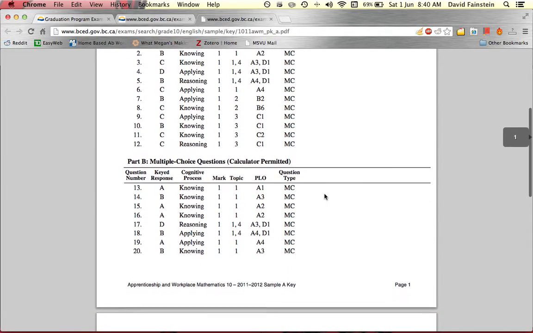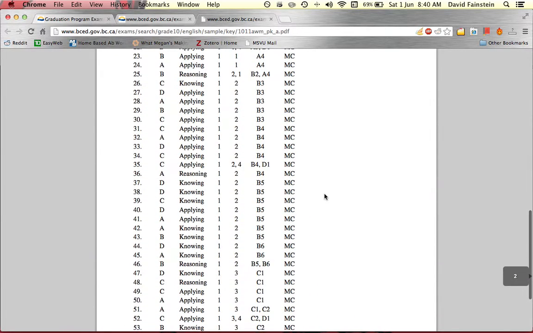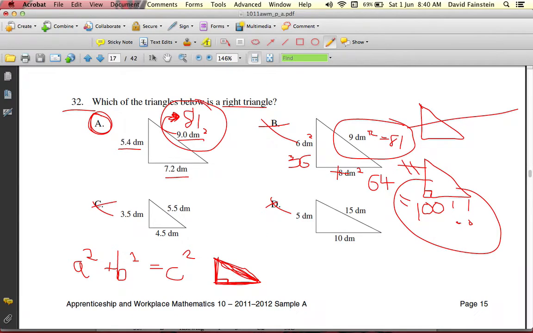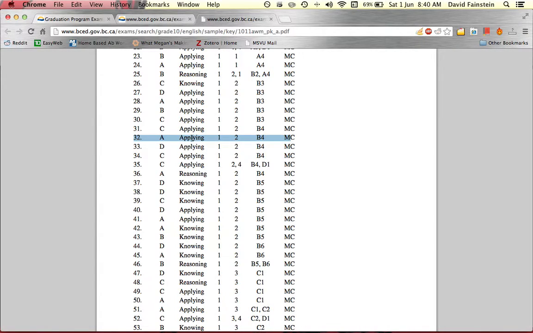Let me skip down to question number 32, which is what we're working on. 32. Okay, 32. Answer A. Booyah! That is indeed what I had determined. It's an applying question. That means it's mid-range.